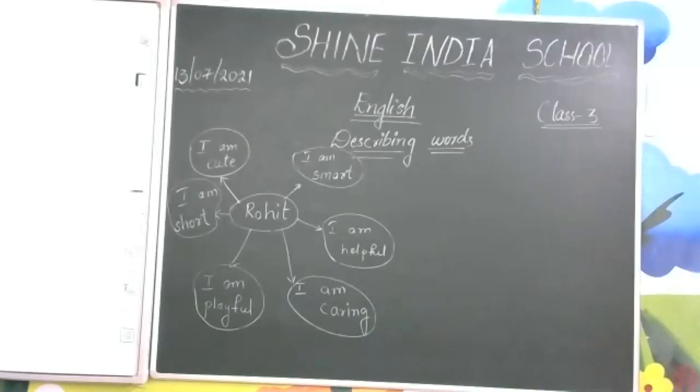Children, all of you know that fasting. Note down this, fasting. Next, we are going to discuss about Mala, our main character in the story. Okay, children.